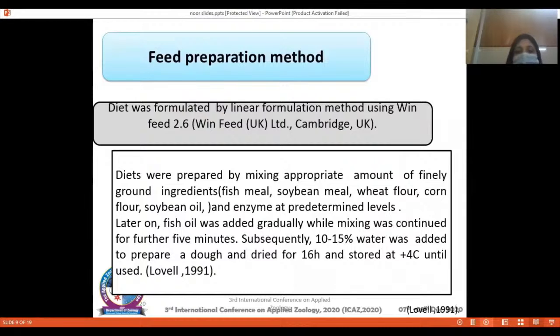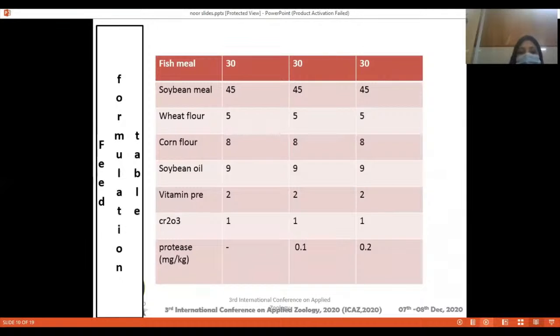The next one is the feed preparation method. The feeds were prepared by the linear formulation method. Feeds were prepared by mixing the appropriate amount of all the ingredients and enzymes. Fish oil was added while mixing was continued for a further 5 minutes. 10 to 50% water was added to prepare a rough dough, which was then dried and stored at minus 4 degrees until use. The next table is the formulation of the feed.